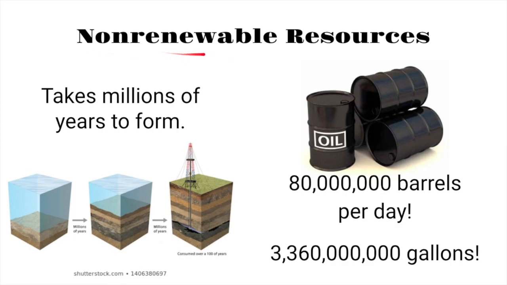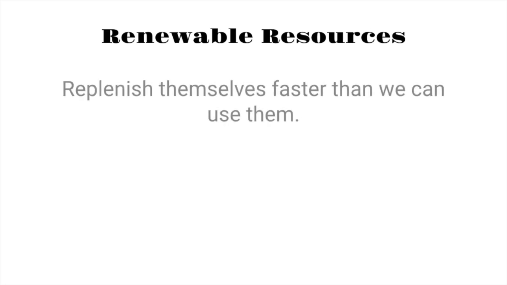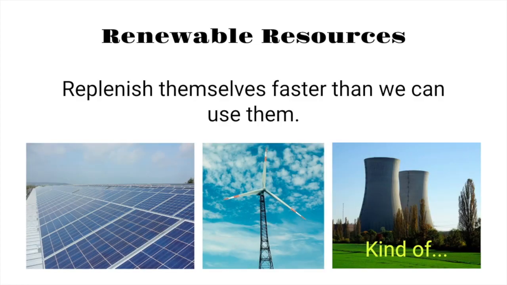We cannot renew the amount that we have fast enough to keep up with the demand that we have for it. Renewable resources, on the other hand, are any sort of resource that we actually don't use up faster than it's made. They can replenish themselves at a faster rate than we can use them up. Examples of renewable energy sources are solar, wind, and kind of nuclear power.